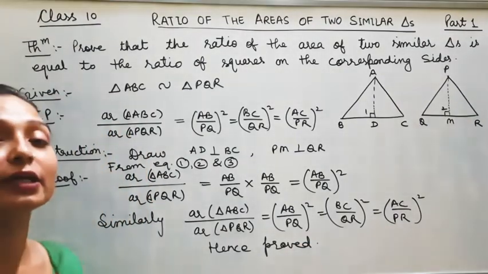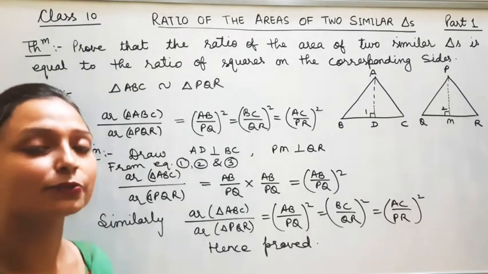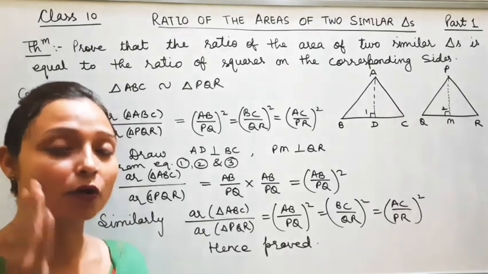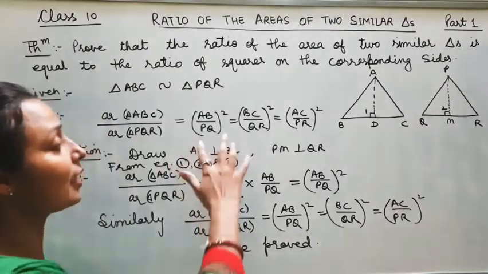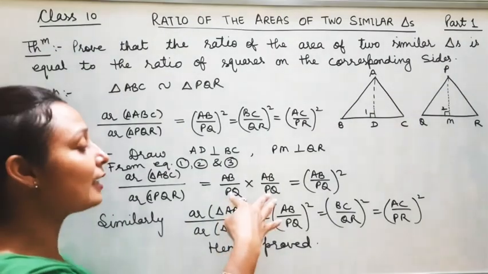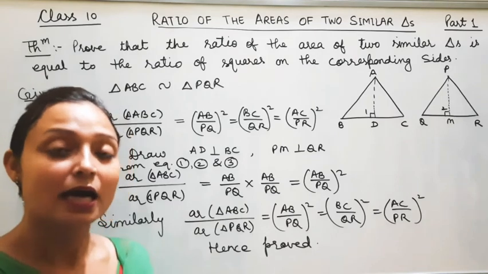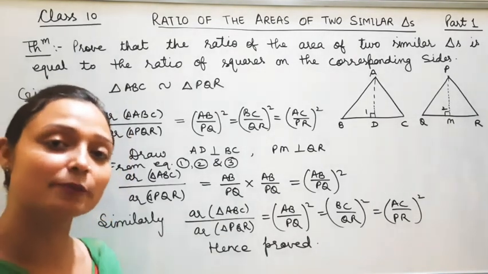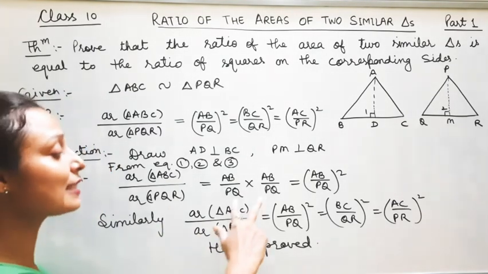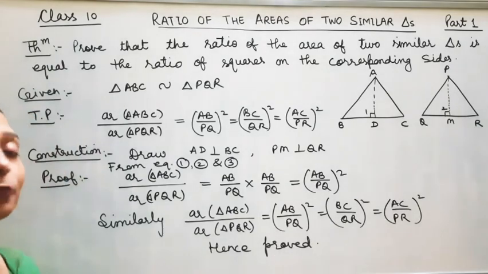Okay, so this is the way to solve the theorem. Only one concept is used here, that is half base into altitude, and after that we will concentrate only on changing those two values into the same one. Using similarity, I have proved that the two values, base and altitude, will change by this, and I will take the square of this one. Similarly, we will prove the theorem.